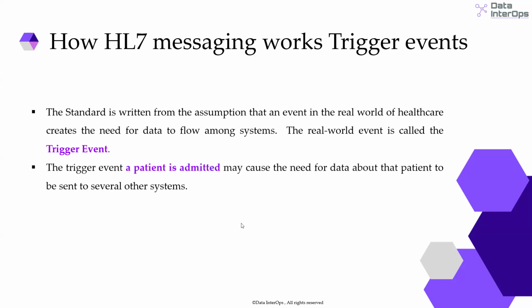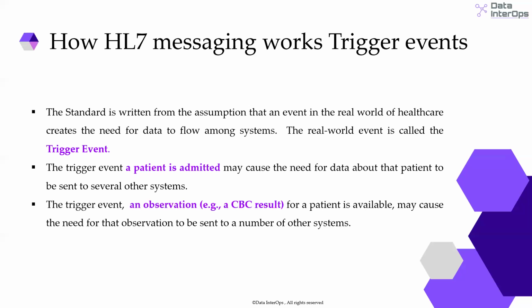For example, patient getting admitted is an event. Patient getting an observation done, which is nothing but sending out lab results, is an event. So there are series of events that will happen, and these events can become a trigger event if the data has to be sent across. Now, few events are not trigger events because the data is not sent anywhere. For example, patient gets registered, it's a trigger event. Patient gets an appointment scheduled, that is also a trigger event.